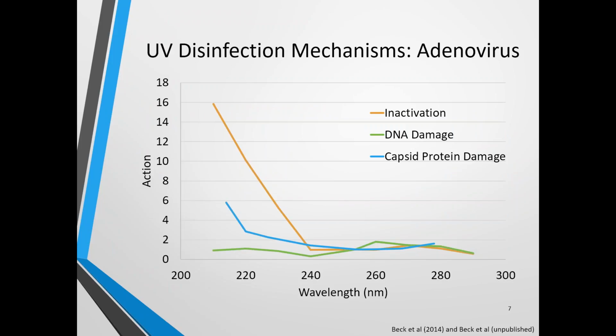So here again I'm showing you the action spectrum for adenovirus, but I'm also showing the action for damaging each of those components, the DNA damage in green and the protein damage in blue.